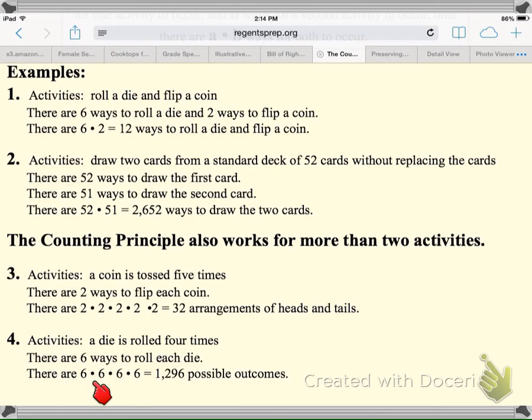And so we have 6 times 6 times 6 times 6 equals 1,296 possible outcomes. What I'd like you to do is not copy these examples down. At this point you're just listening, because you'll get a chance to practice here in a couple minutes. Make sure though that you understand what's going on.